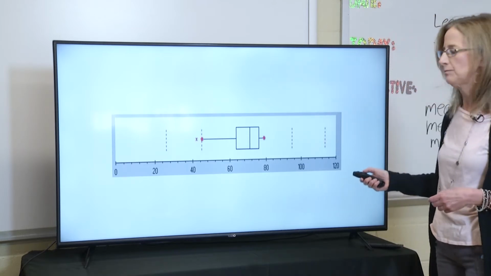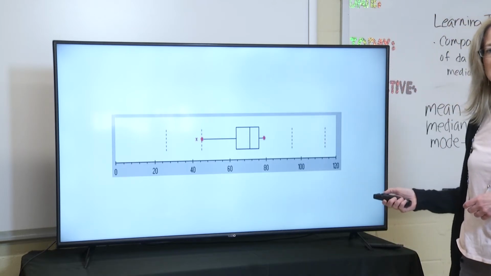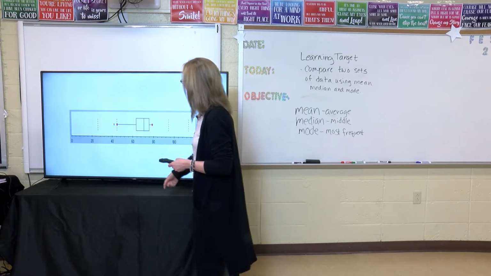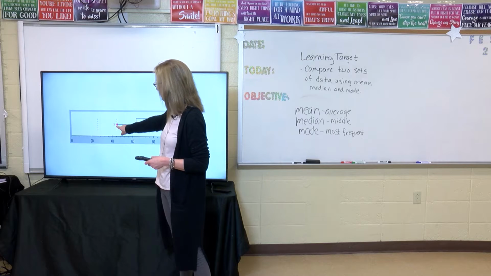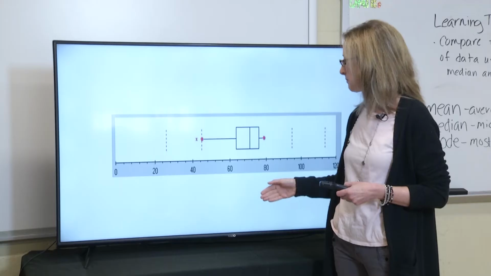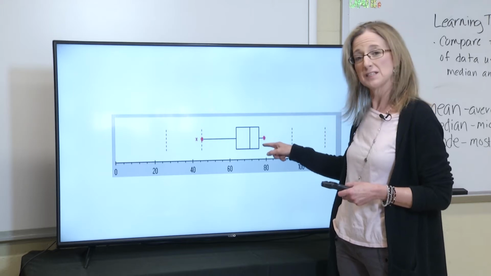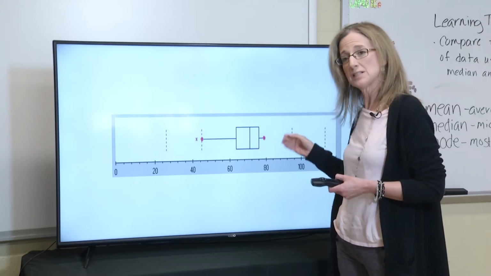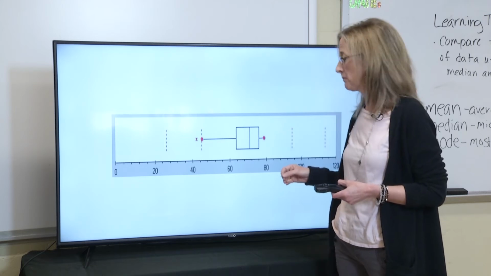This is a Box-and-Whisker plot. You get a lot of information from a Box-and-Whisker plot. This dot right here is your minimum. That's the smallest number out of your data. So that would make this dot your maximum, right? Your highest number in your data.